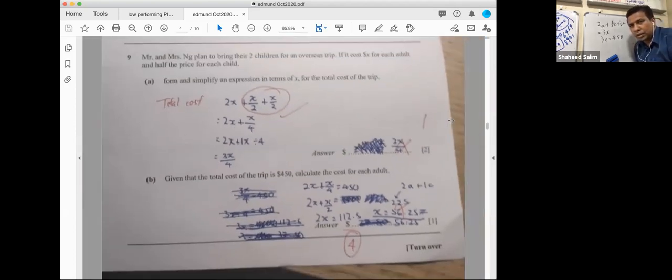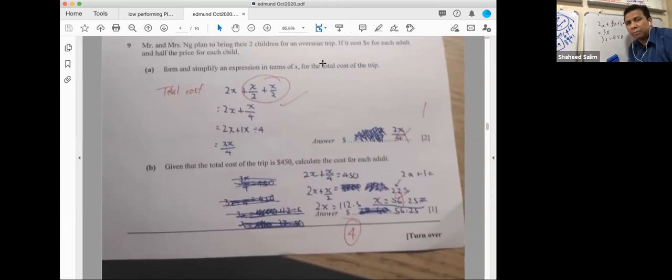But how come your teacher gave you 1 mark? Oh, because your first one is correct, but the rest are all wrong. Actually, you know how to do. You made a careless mistake.